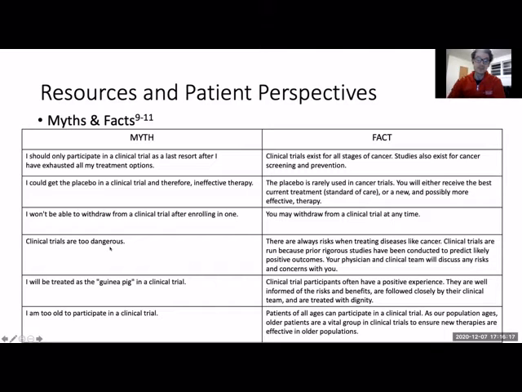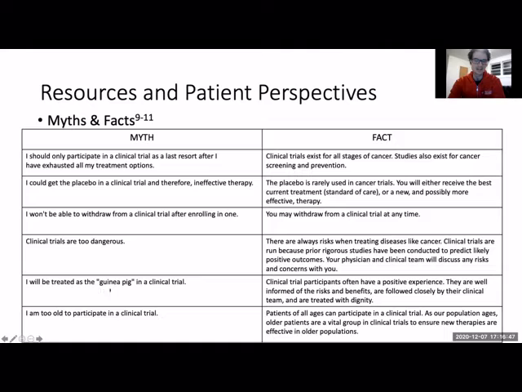Another myth is that clinical trials are too dangerous. This one's kind of tricky because there are always risks associated with treating diseases such as cancer. Clinical trials are run because prior rigorous studies have been conducted to predict likely positive outcomes. So your physician and clinical team will discuss any risks and concerns with you, but this will likely depend very much on the specific clinical trial that you're discussing.